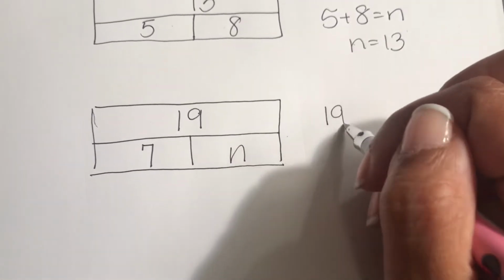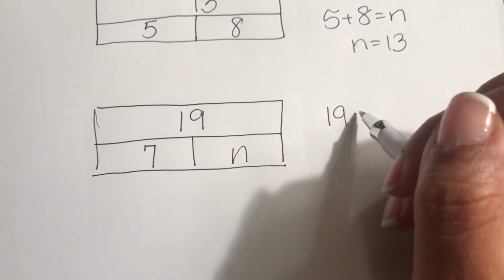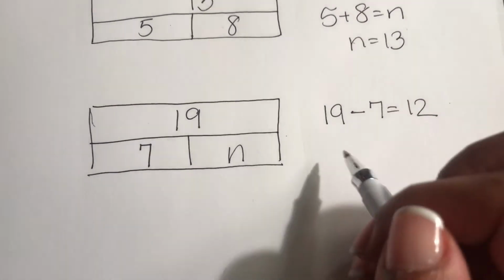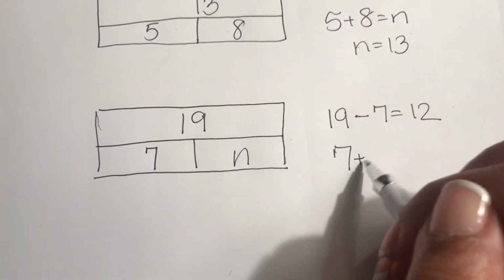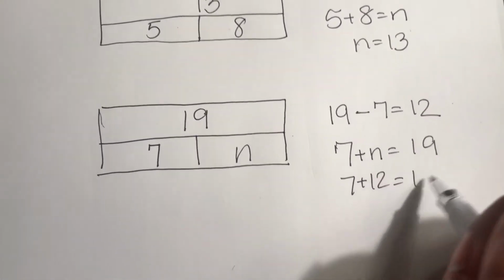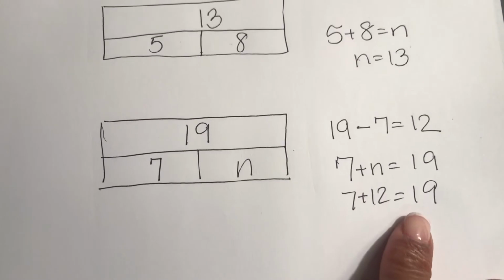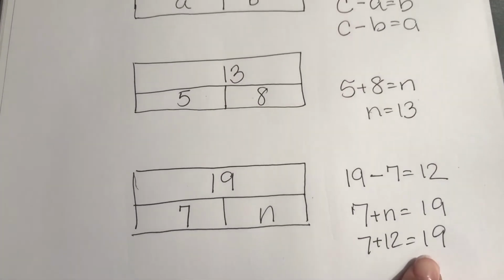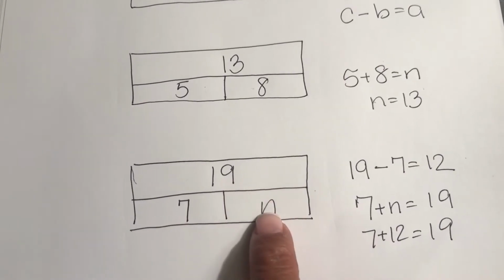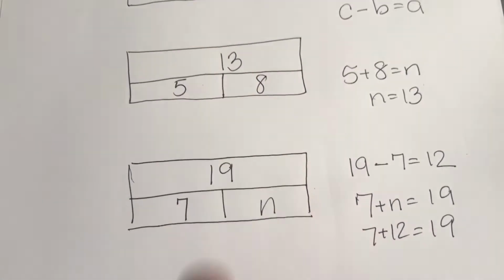Well, I have some kids who go, Miss, why don't you just take away the 7 and you get 12? And I even have some kids who just decide 7 plus some number makes 19, 7 plus 12 makes 19. So there's a lot of great algebraic thinking that goes into this. So I can use models where I have the total and a part and figure out the missing part, or I can take two parts and figure out the total.